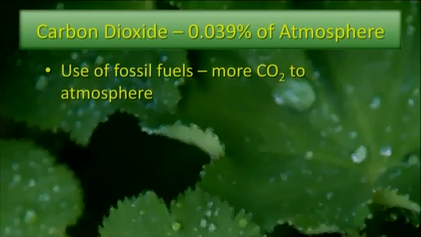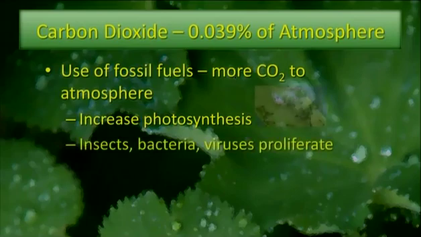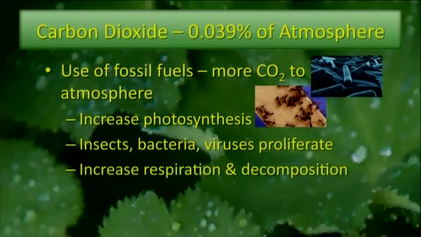Now the use of fossil fuels allows more carbon dioxide to go into the atmosphere. That can increase photosynthesis and increase food production, but also insects, bacteria, and viruses can proliferate with warmer temperatures. You have an increase in respiration and decomposition with warmer temperatures, and that increases carbon dioxide in the environment. Carbon dioxide is actually a greenhouse gas, and too much carbon dioxide in the atmosphere is implicated in global warming.